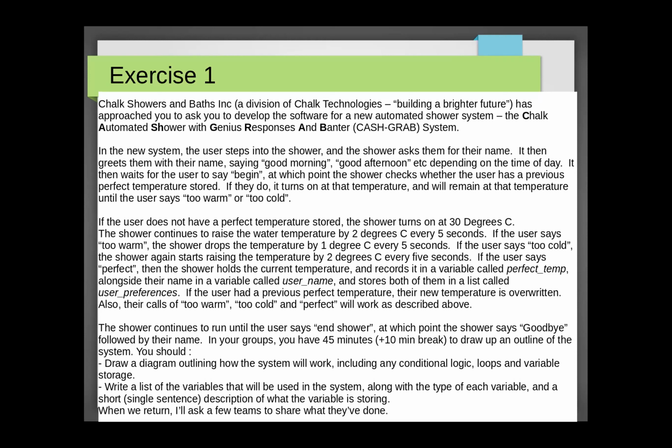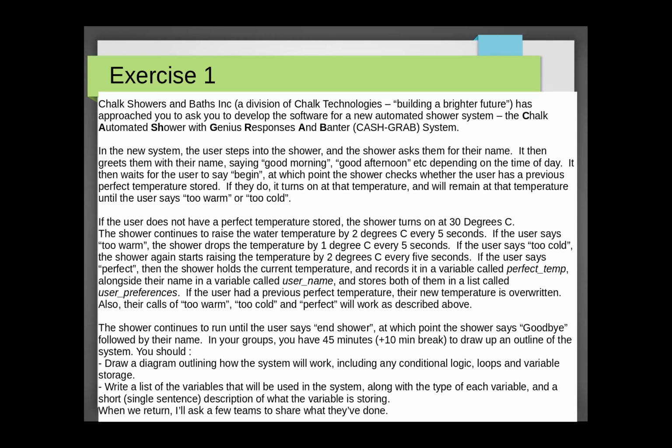If the user says too warm, the shower will drop the temperature by 1 degree C every 5 seconds. If the user says too cold, the shower will again start raising the temperature by 2 degrees C every 5 seconds. So it'll keep going up and down. It'll go up in bigger jumps than it goes down.